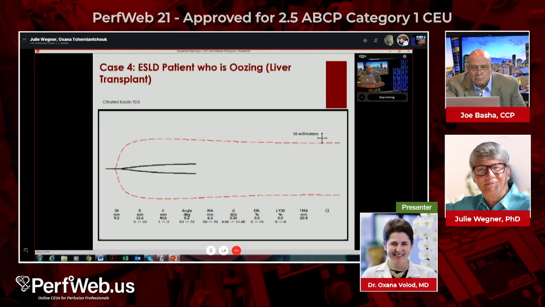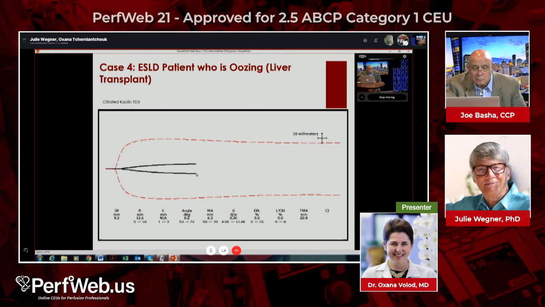All right, so let's move to the other case. This case is very different. This particular patient was a liver transplant, and this was done just preoperatively, just before the patient was getting ready for the liver transplant. Now, this is an anticipated abnormal TEG tracing, and you can see that this patient has a prolonged R, a very low fibrinogen angle and MA, which indicates the fibrinogen level, and a very low MA.